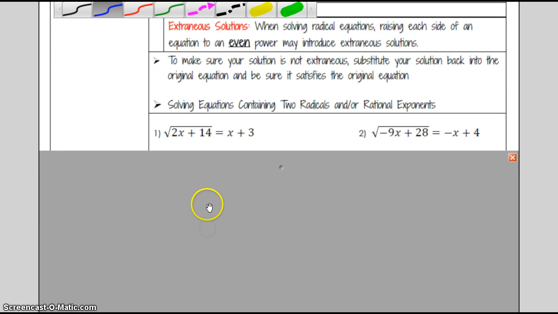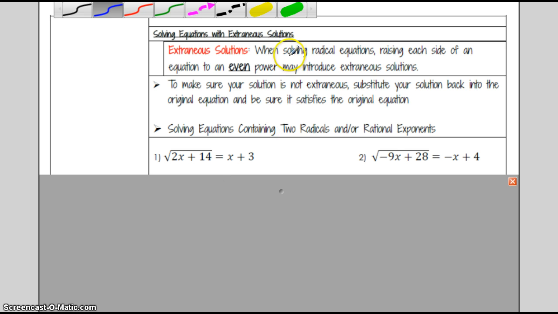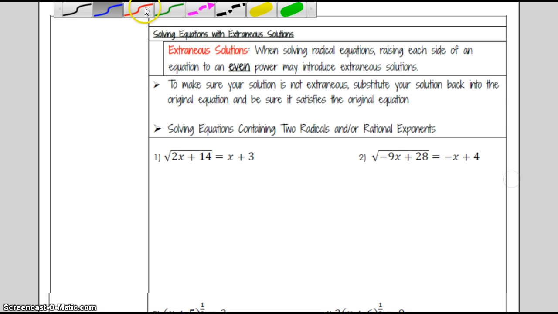All right, let's talk about what extraneous solutions are. It's when solving a radical equation, raising each side of the equation to an even power may introduce extraneous solutions. So to make sure that your solution is not extraneous, you substitute it back in, which you've kind of practiced before. We just need to make sure that it truly works, because sometimes, remember when we take that square root, maybe it's a negative number and it doesn't quite work out correctly.